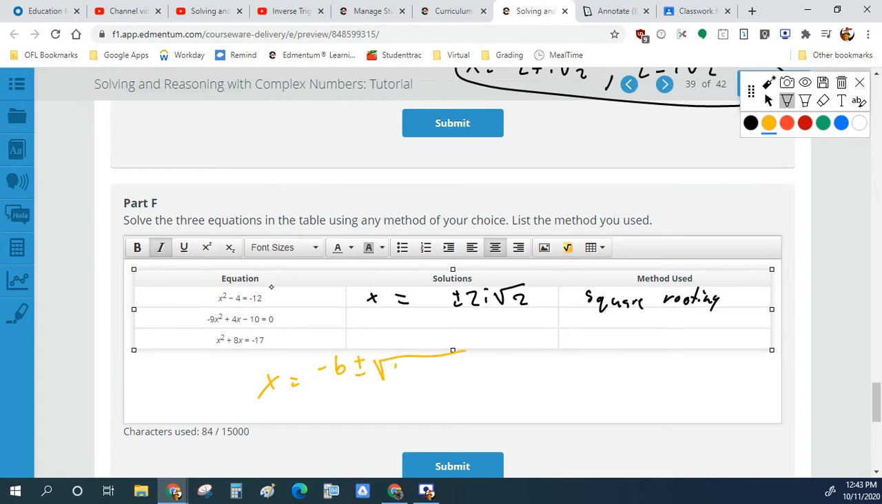So this is negative b plus or minus the square root of b squared minus 4ac, all over 2a. My b is 4, so I'm going to say negative 4 plus or minus the square root of 4 squared minus 4ac. Oh, ac, derp. My a would be negative 9, and then my c would be negative 10. Too many 4s in this. I kept thinking 4 was everything. And then all over 2 times negative 9.